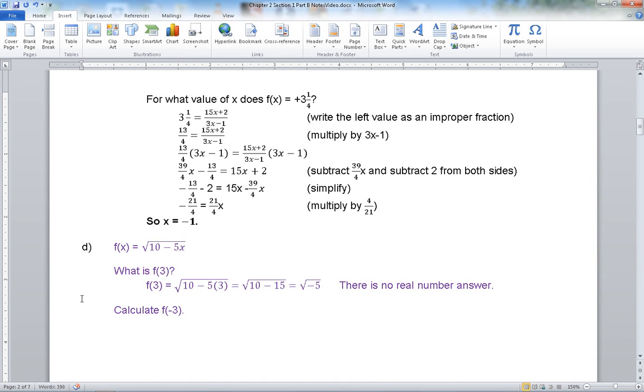What if we want to calculate f at negative 3? So in this case, we want x to be negative 3, plug into our equation, and what will we get as our solution? Well, in this case, we find that 10 minus 5 times negative 3 is the square root of 10 plus 15, or the square root of 25, which we would write as 5. Now here I'm again assuming the range is positive real numbers.